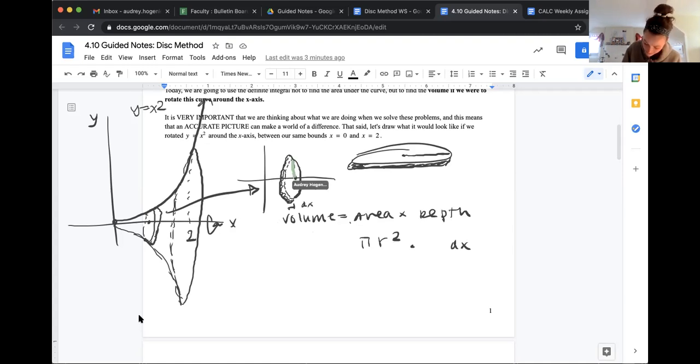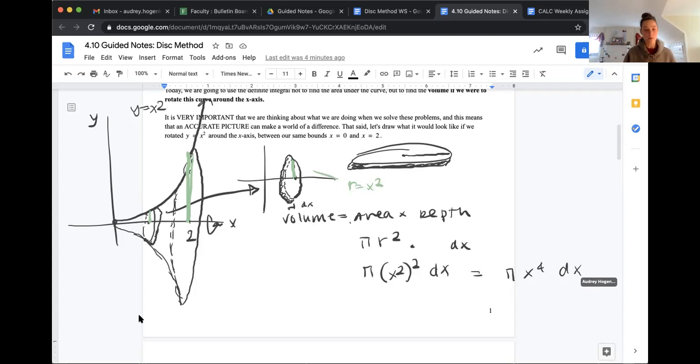It's that green slice, and that green slice is going to be, in fact, top minus bottom, where top is our function and bottom is just the x-axis. So really, top minus bottom comes down to our function minus 0, which is just our function. Okay, so we know from this image, r is equal to x squared. So if we plug that back into our area formula, we get pi times x squared squared dx, which is equal to pi times x to the 4th dx, which would be the volume of one little slice.